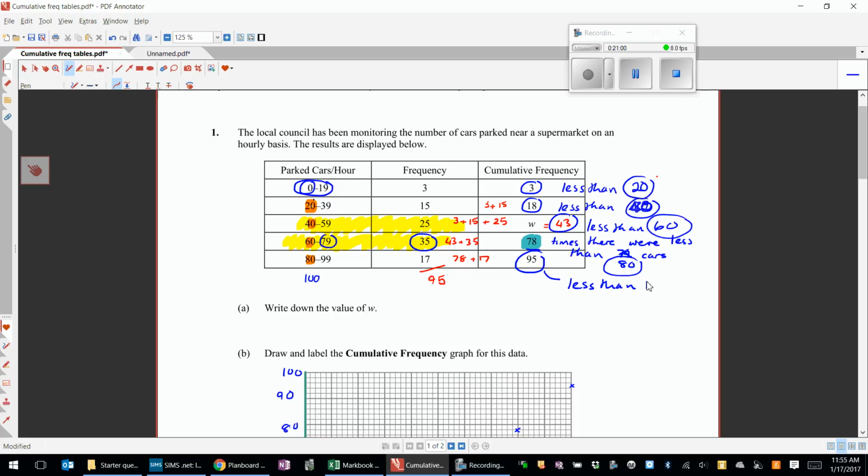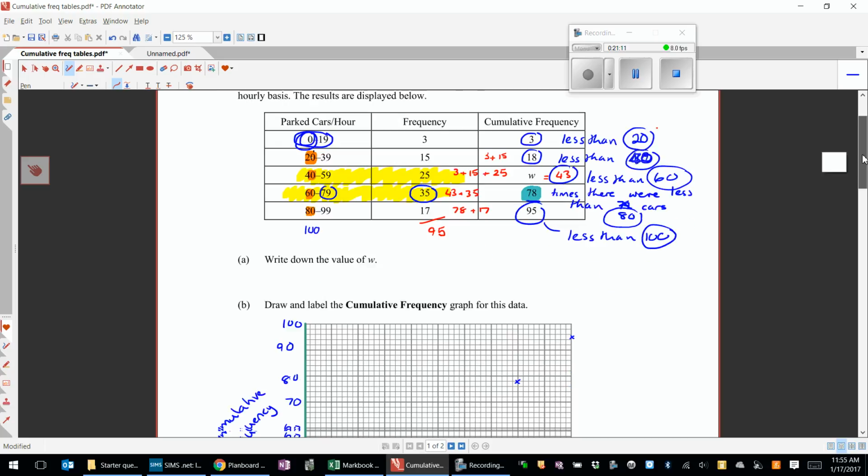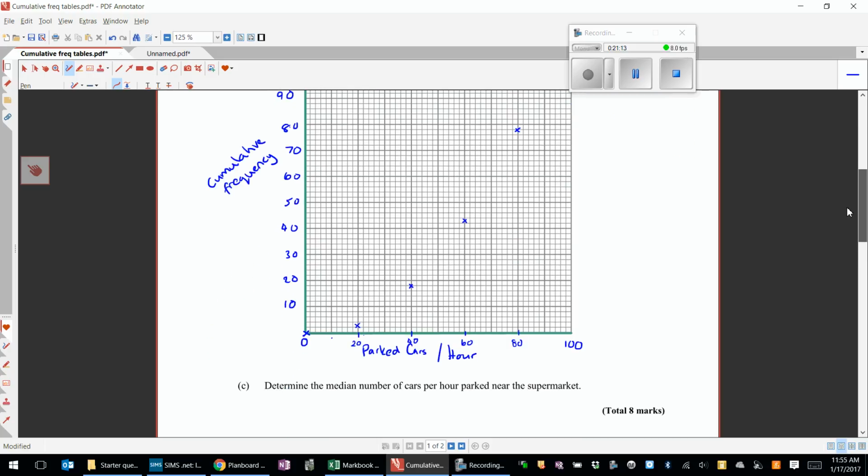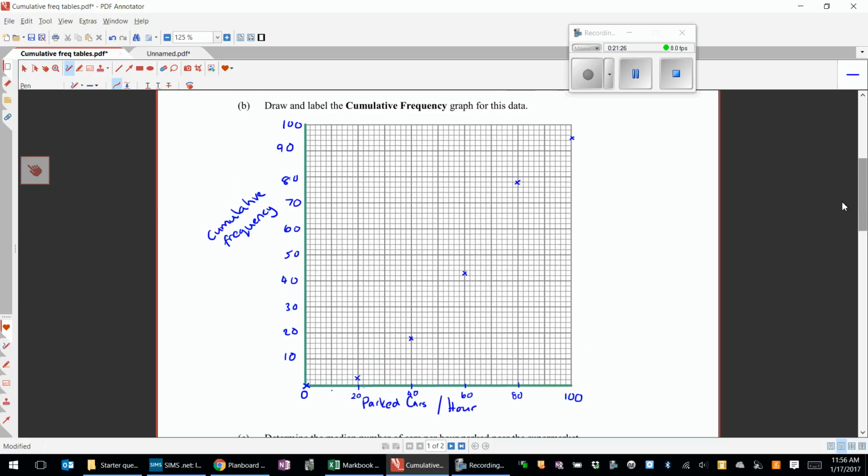How come for the less than 10 group you put 0? I didn't. I started at 0. So remember, less than 20, 20 I put at 3. How many are less than 0? 0. Yeah. So your first one is always at that start point. So then we have to try and draw our smooth curve. You'll be able to do this better than me. Mind you, that's not so bad so far.